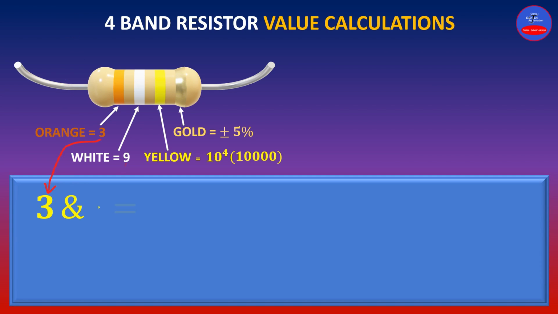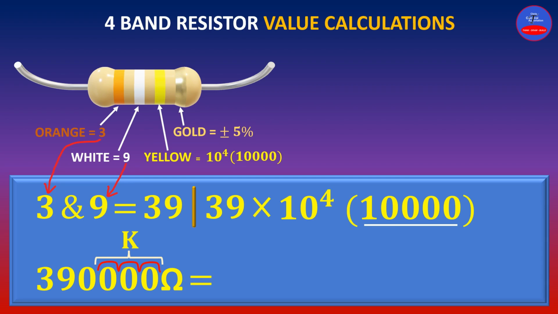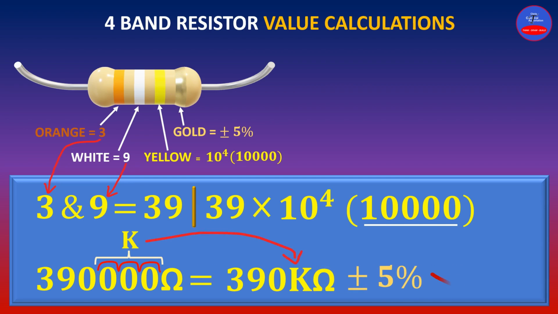When we add 3 and 9, we get 39. We multiply this 39 by 10,000 to get 390,000 ohms. We remove 3 zeros and replace them with kilo. The value then becomes 390 kilo ohms with a tolerance of plus or minus 5%.